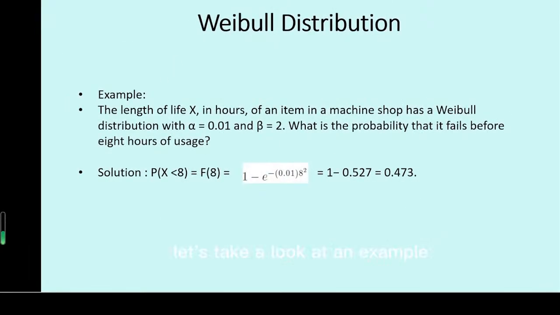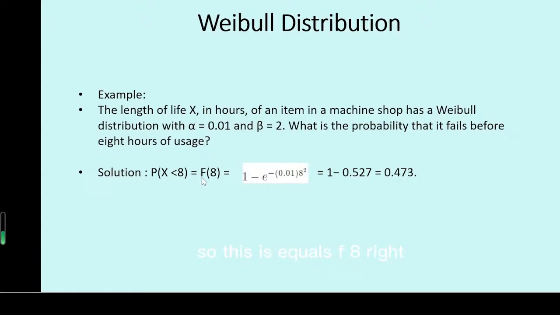Let's take a look at an example. The length of life X in hours of an item in a machine shop has a Weibull distribution with alpha equals 0.01 and beta equals 2. So what is the probability that it fails before 8 hours of usage? The solution is we want to calculate the probability of X less than 8.